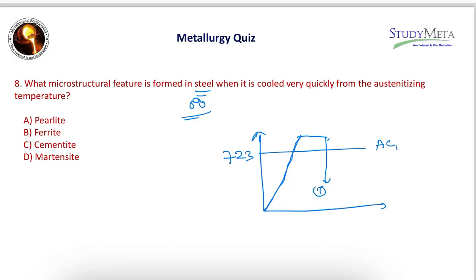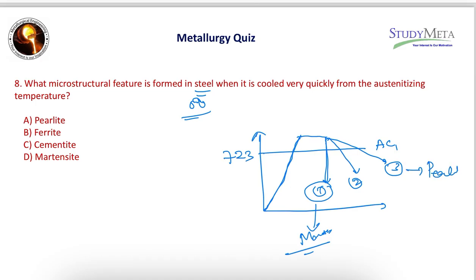There is one option. You can do moderate cooling, which is another option. You can do very slow cooling, which is another option. So quenching will always provide martensite. Very slow cooling will always provide pearlite, and moderate cooling will provide bainite here. So the correct option here, for cooling very quickly from the austenite, is martensite. So the correct answer is D here.